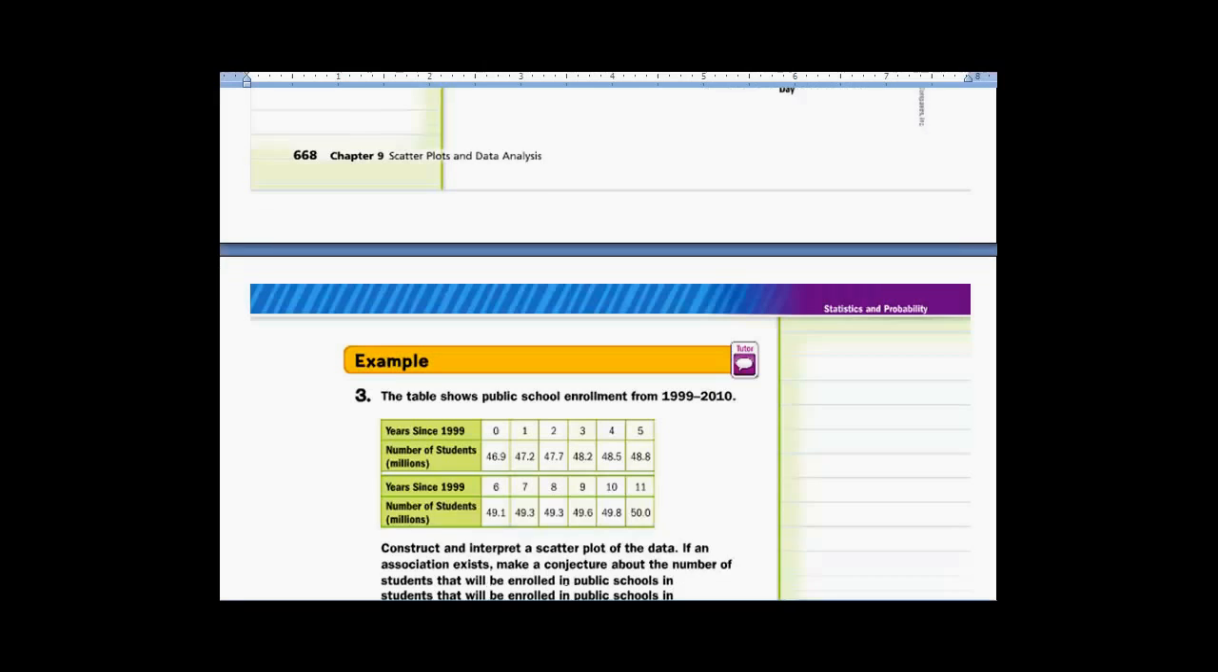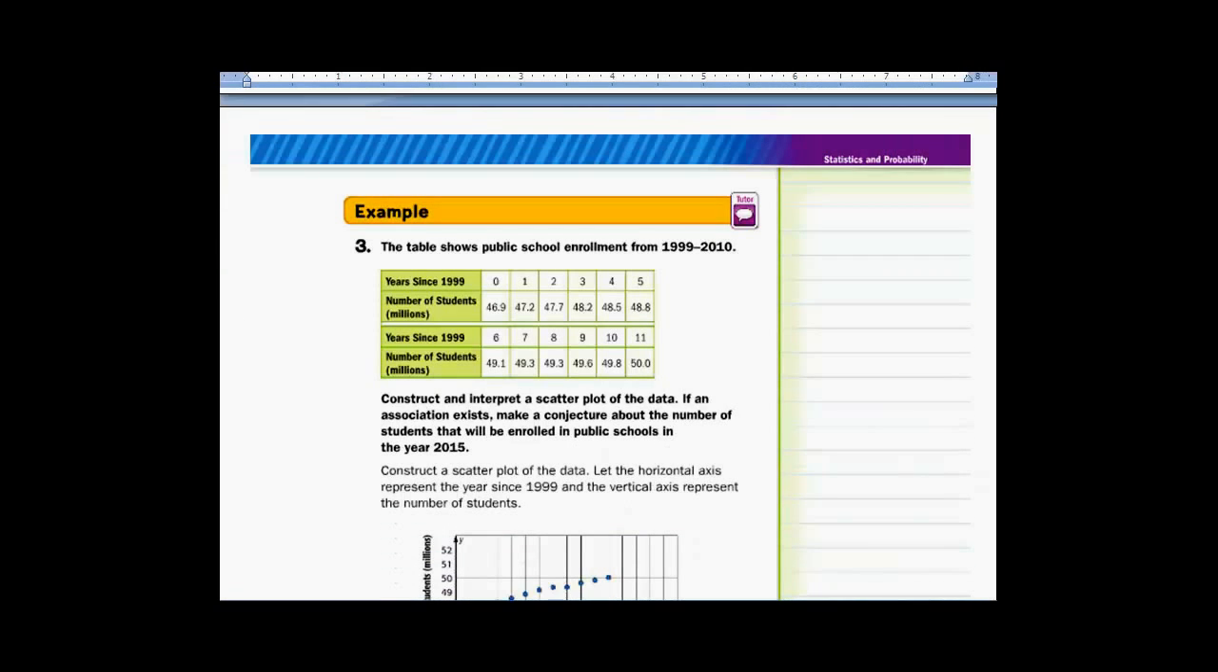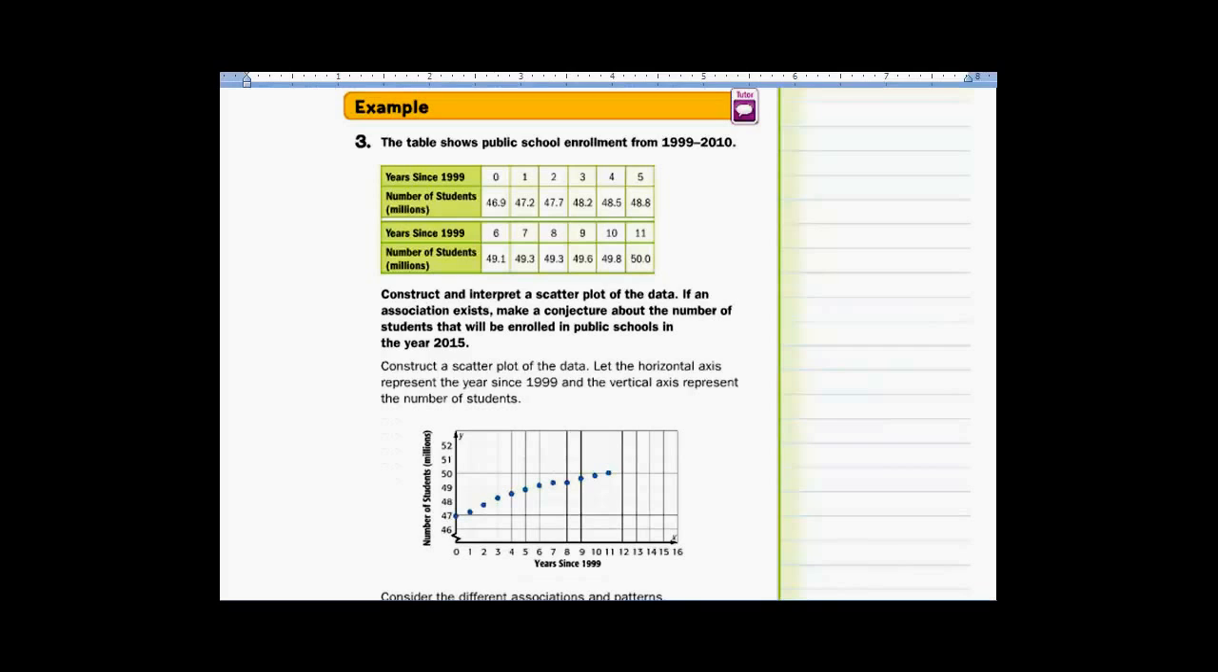The table shows public school enrollment from 1999 to 2010. Construct and interpret a scatter plot of the data. If an association exists, make a conjecture about the number of students that will be enrolled in public schools in the year 2015. Considering the different associations and patterns: as the years increase, the number of students increases, so that would be a positive association.